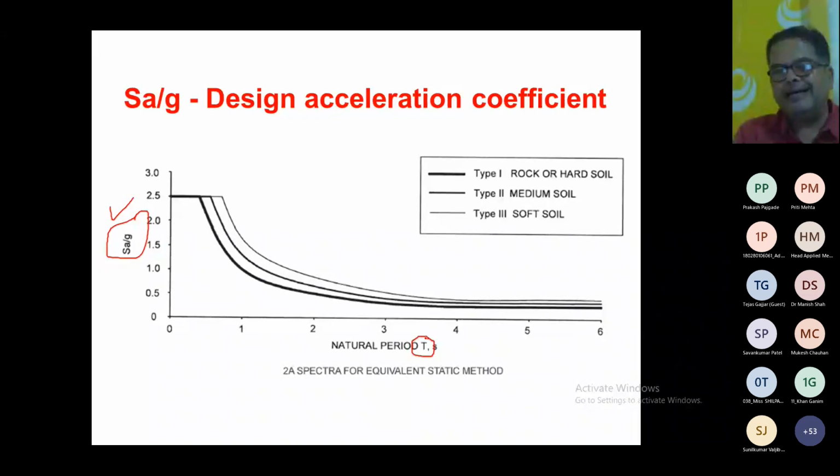Now this natural period, of what? It is the natural period of the structure, right? There are 3 curves given. Type 1 is rock, type 2 is medium soil, and type 3 is soft soil, right? So the inner one is type 1, then the outer one is type 3. Soft soil has an enhanced response, right? Now this we are using for the equivalent static method.